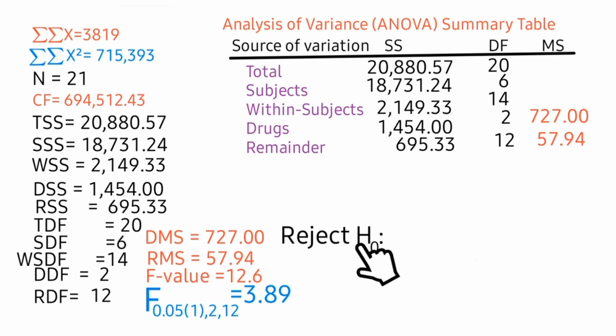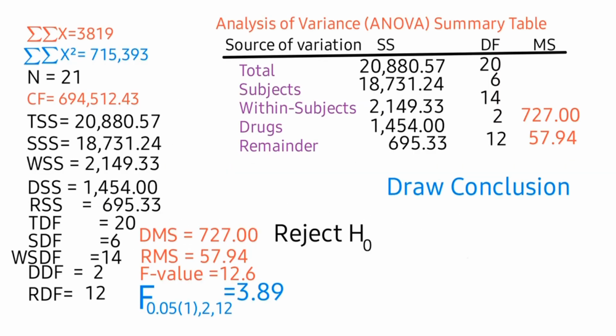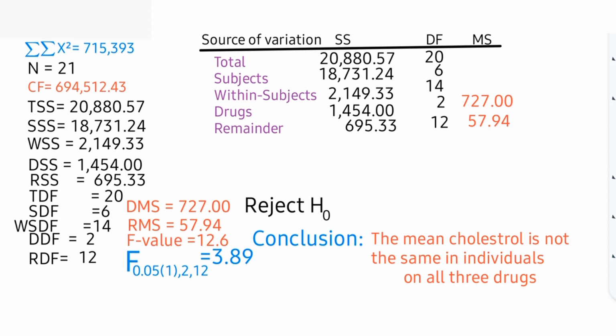Since we rejected null here, meaning we have to accept what the alternative hypothesis is saying. Let's go and see what the alternative hypothesis says. The alternative hypothesis states that the mean cholesterol is not the same in individuals on all 3 drugs. Now we draw a conclusion. A conclusion will be based on the fact that we accepted what the alternative hypothesis says. We've succeeded in answering all the questions.